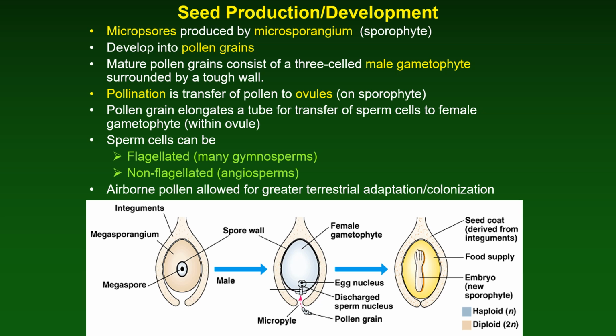We get fertilization. That's where the egg and the sperm meet, and we get an embryonic sporophyte living inside this structure that was made by the female parts of the plant. That structure was known as the ovule, but once it's fertilized, we start referring to it as a seed.